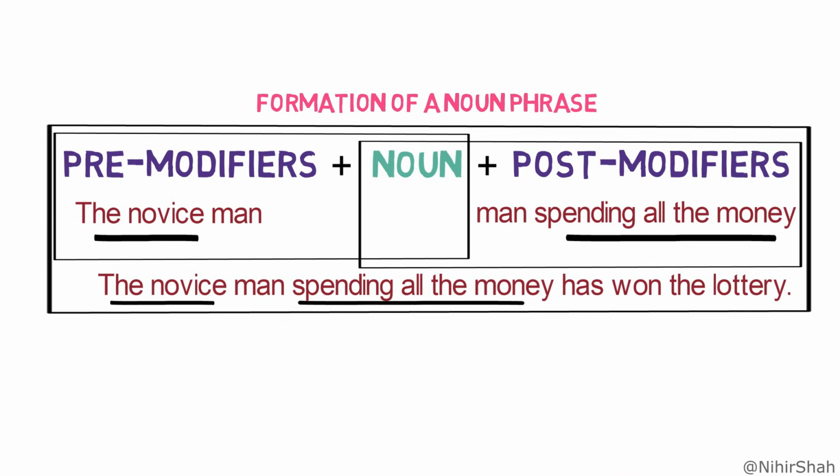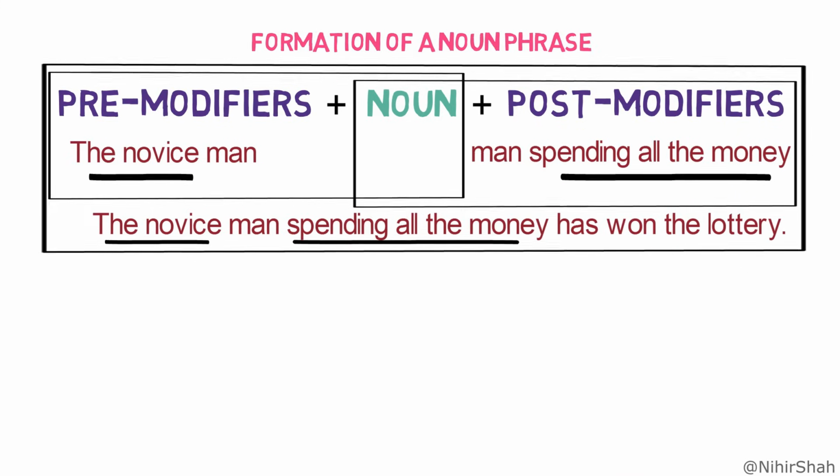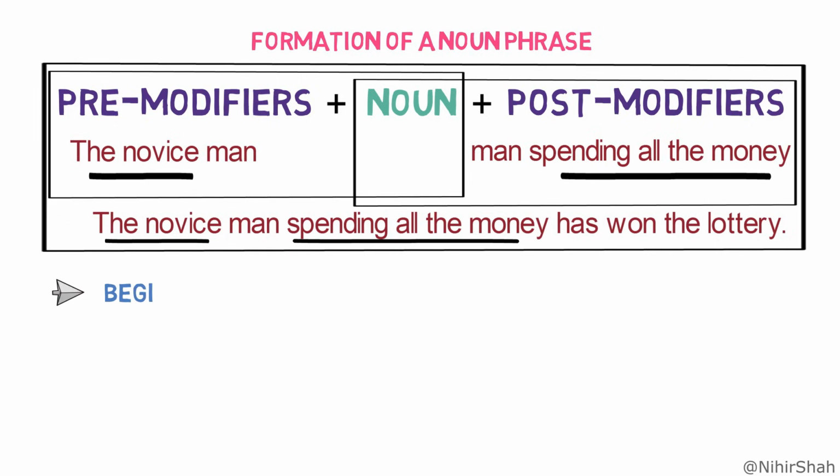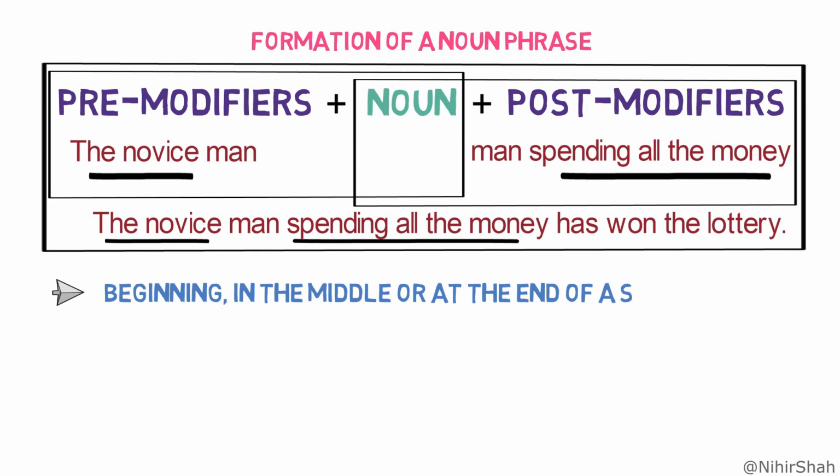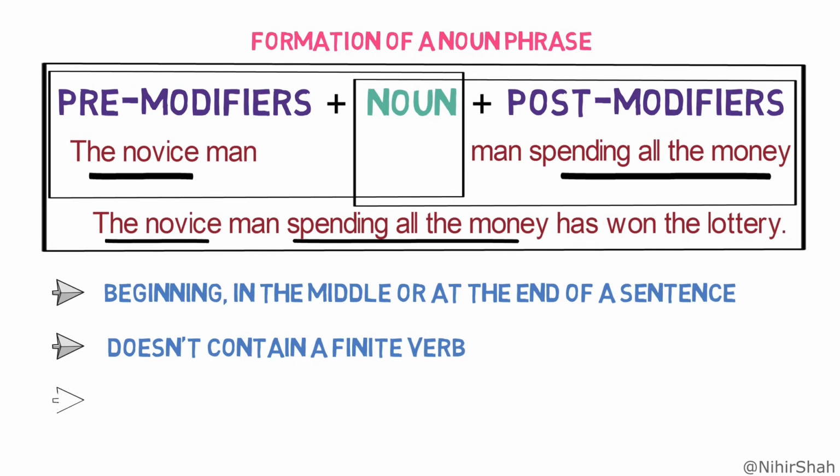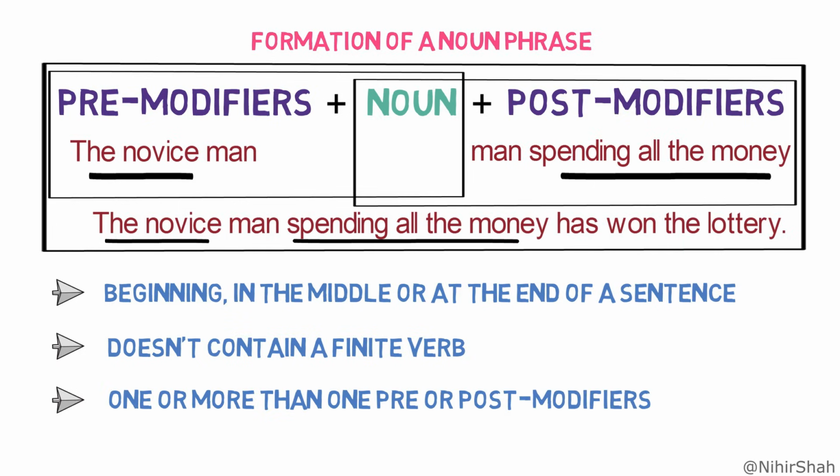Also note 3 important points about noun phrase. Number 1, noun phrase can come at the beginning, in the middle, or at the end of a sentence. Number 2, noun phrase will generally not contain a finite verb in them. And number 3, noun phrase can have one or more than one pre or post modifiers. With this understanding of noun phrases, let's look into different functions or uses of a noun phrase.